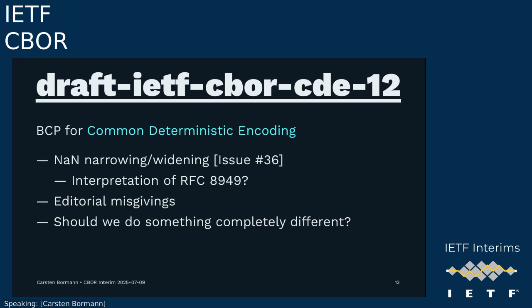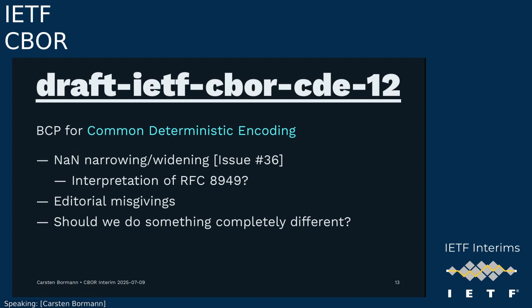We have 3 items we want to look at for CDE. One is this narrowing, widening issue, where I thought we had much more common understanding than it seems we do. So we have to spend some time on interpreting 8949, and we also have to spend some time understanding what our requirements are. So this is one point, and that's where I proposed more slides for, and I would ask people to actually look at the slides and continue on the mailing list.